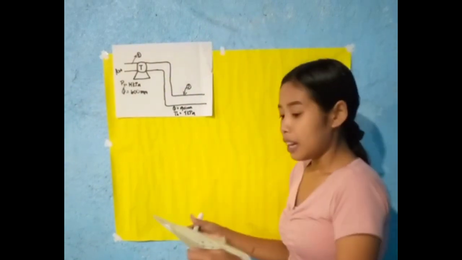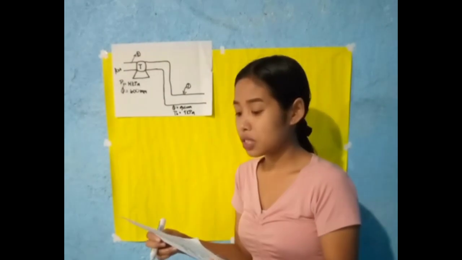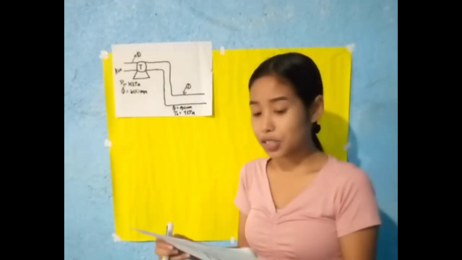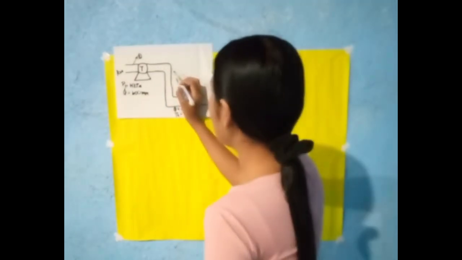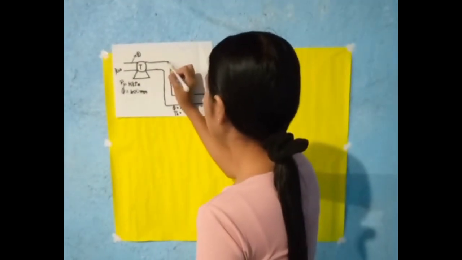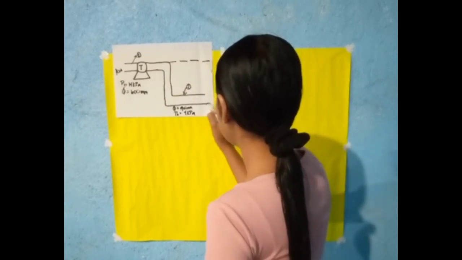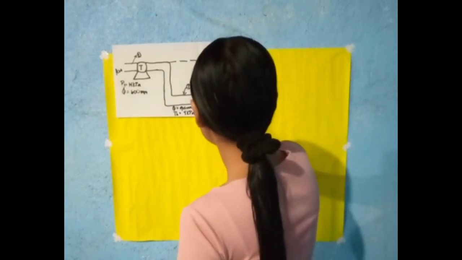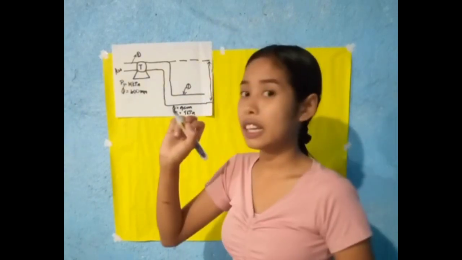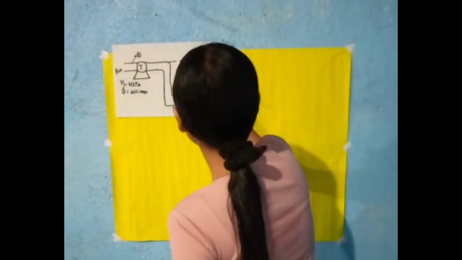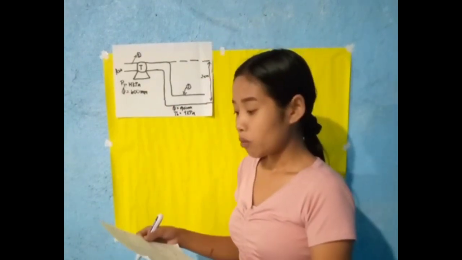kilopascal. A vertical distance of 2.5 separates the centers of the two pipes at the sections where pressures are measured. So here we have an elevation, from here up to here, so center to center. This is our elevation. So we have 2.5 meter in our elevation.